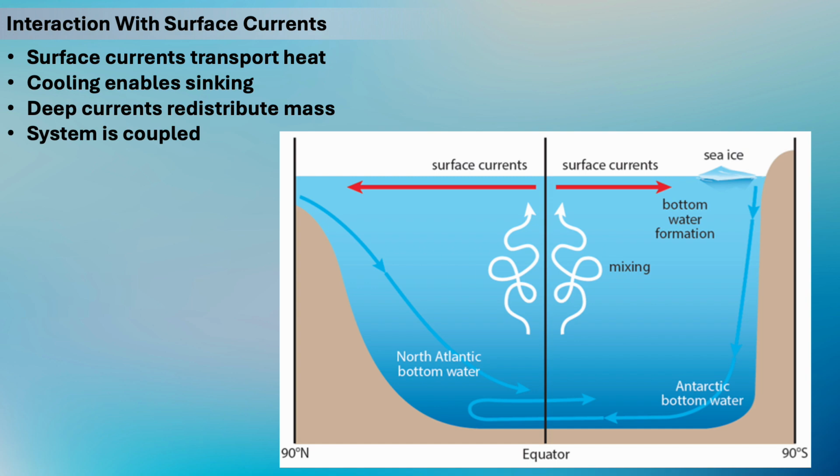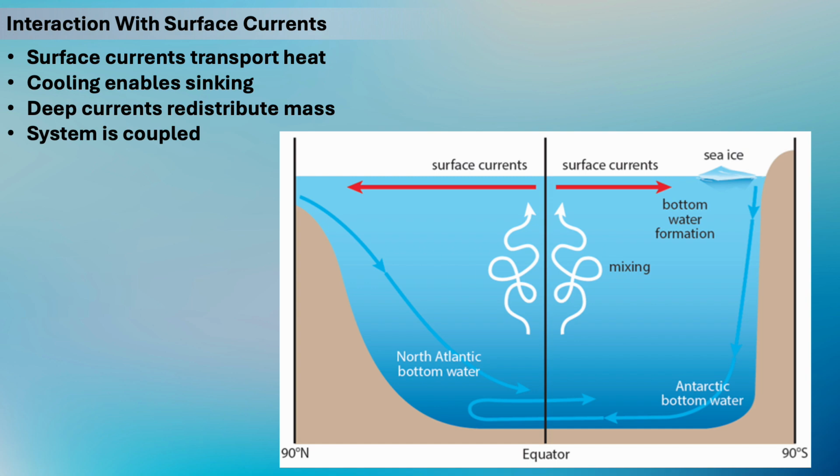As that warm water moves toward the poles, it's going to cool, and that cooling increases density. In high latitude regions, that same water may lose enough heat and potentially increase salinity through evaporation or ice formation to become dense enough to sink. So surface circulation drives the raw material for deep water formation.